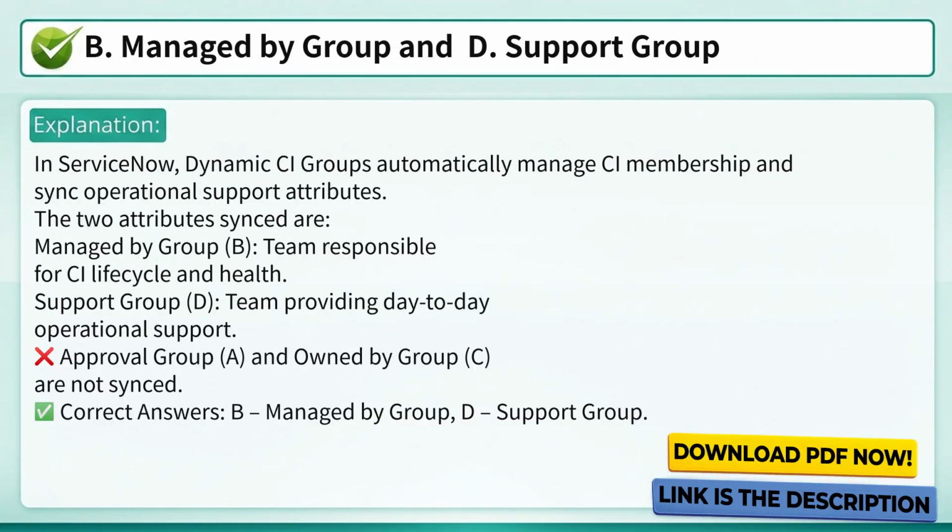Explanation: in ServiceNow, dynamic CI groups automatically manage CI membership and sync operational support attributes. The two attributes synced are managed by group (B), the team responsible for CI lifecycle and health, and support group (D), the team providing day-to-day operational support. Approval group (A) and owned by group (C) are not synced. Correct answers: B. Managed by group, D. Support group.